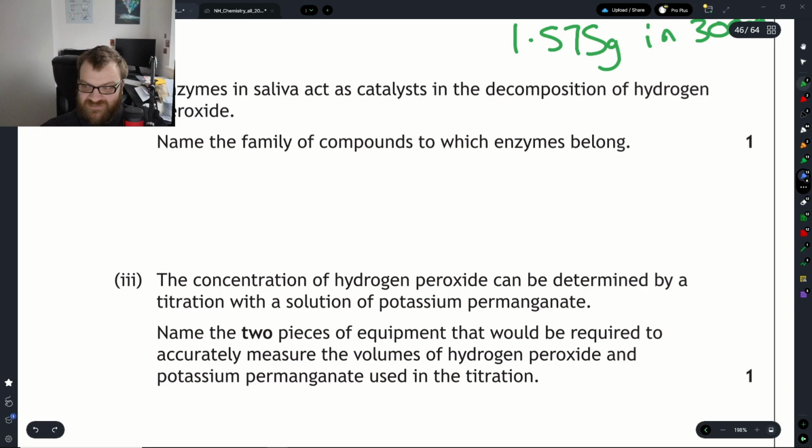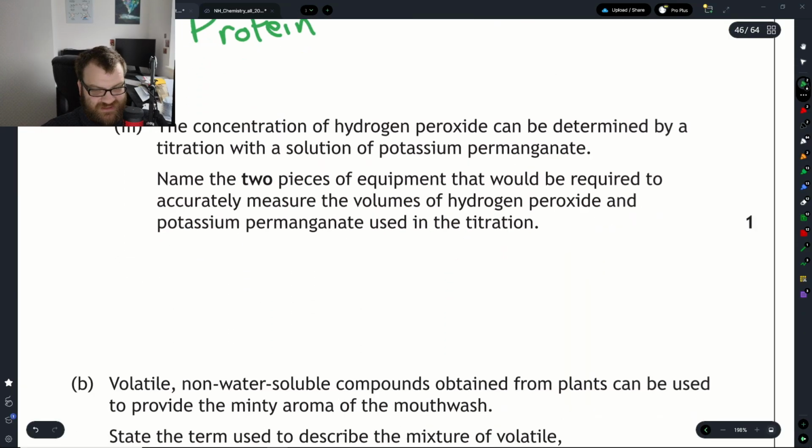We're talking about enzymes. What class or family of compounds are they? They are part of the protein family. That's why they can be denatured and change and not work. And let's skip that.